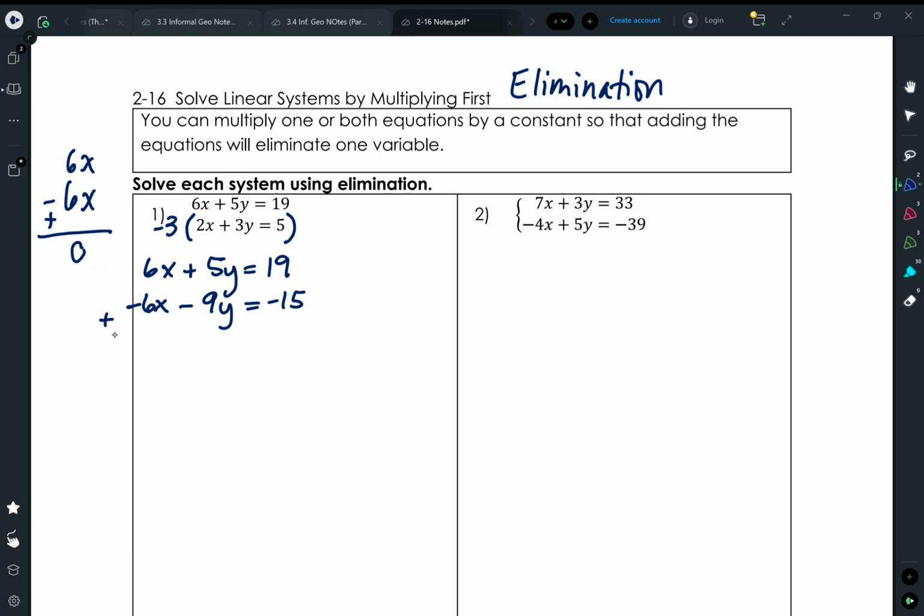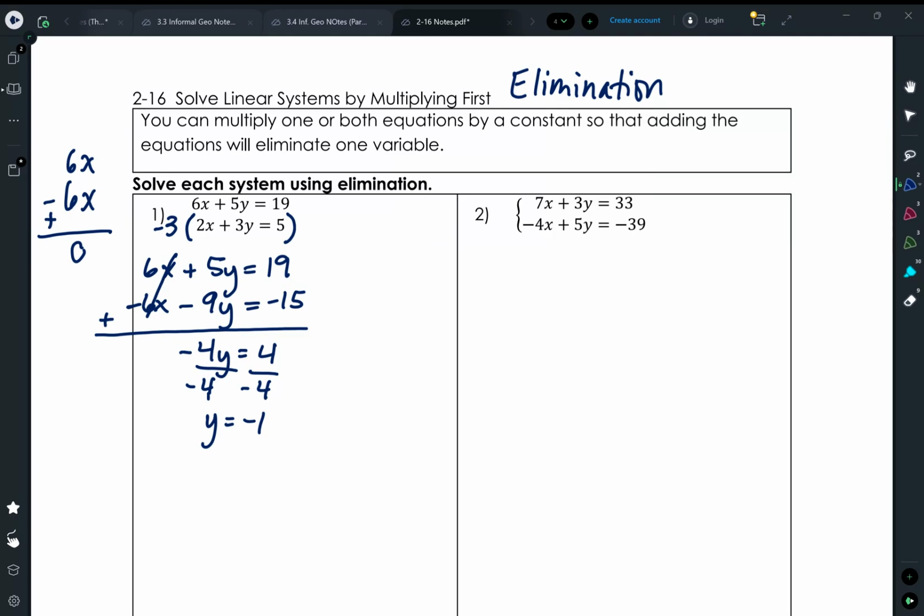So now I want to go ahead and add them together. 6x and negative 6x make a 0. 5y and negative 9y make negative 4y. 19 and negative 15 make a positive 4. So my next step is to divide both sides by negative 4, and y is equal to negative 1.